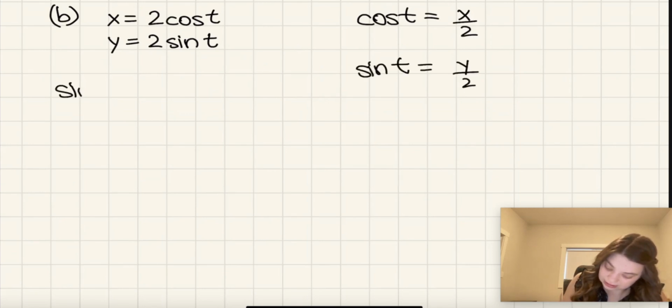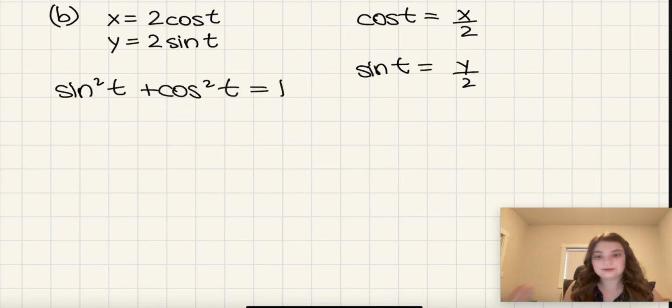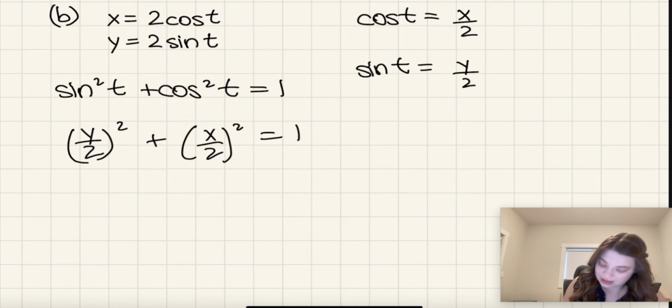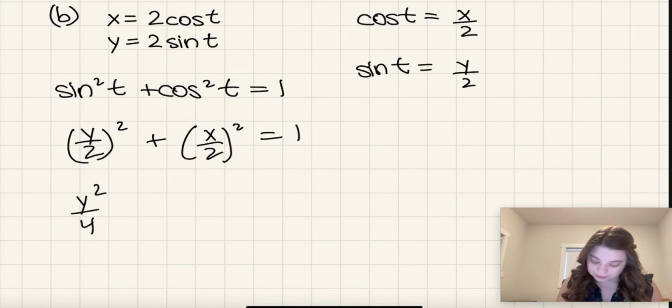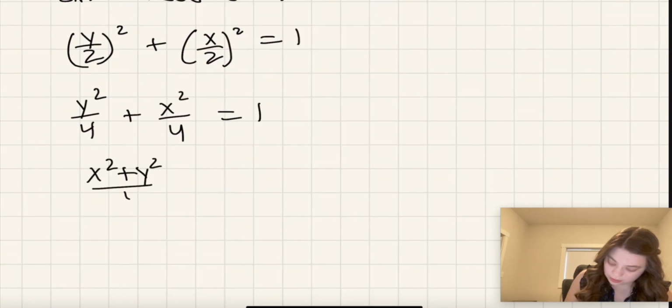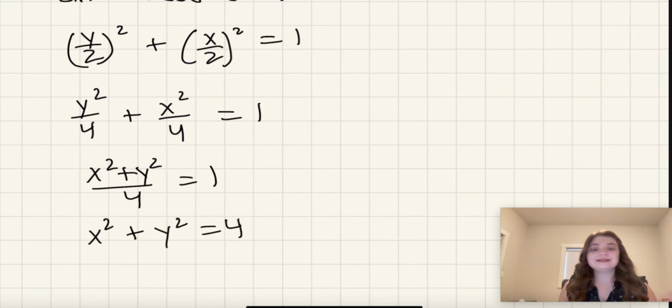So therefore, if sine squared t plus cos squared t is equal to 1, which we do know to be true from the trig identity, that tells us that y over 2 squared plus x over 2 squared is equal to 1. That tells us that we're then going to get y squared over 4 plus x squared over 4 is equal to 1. That means x squared plus y squared over 4 is equal to 1, which means x squared plus y squared is equal to 4.